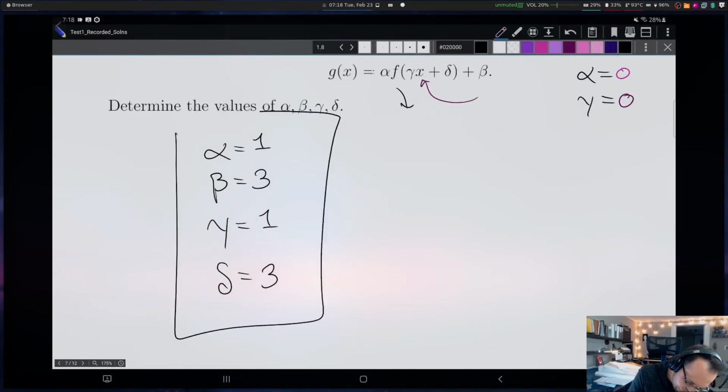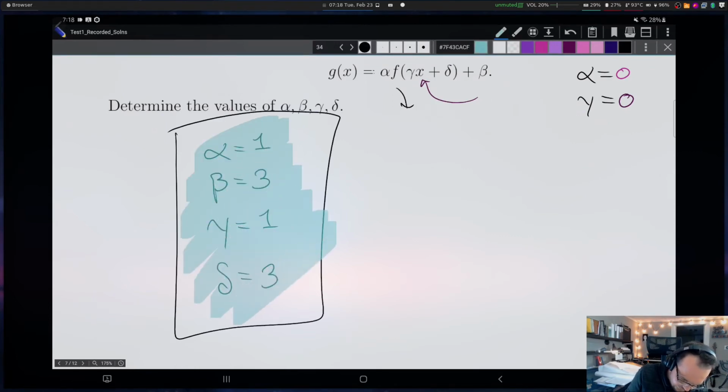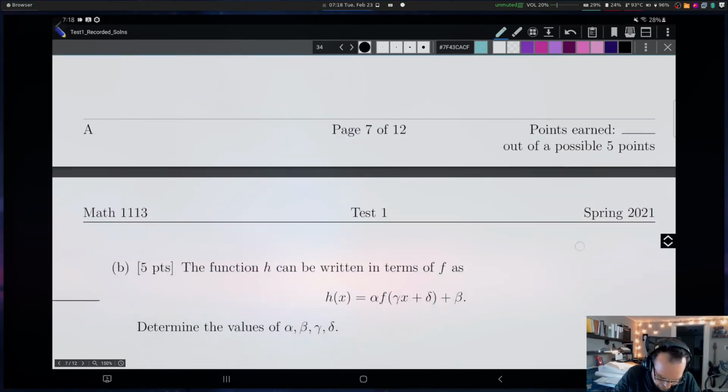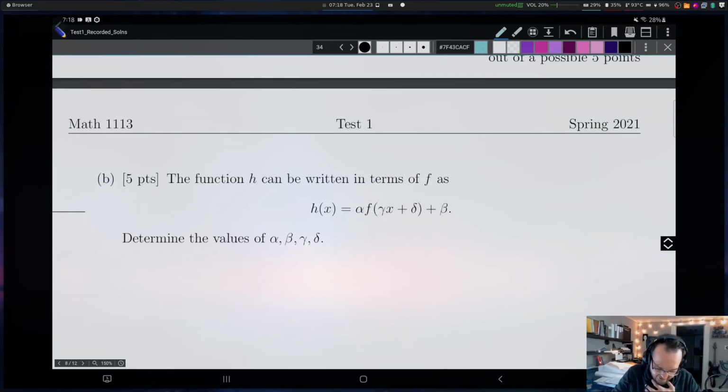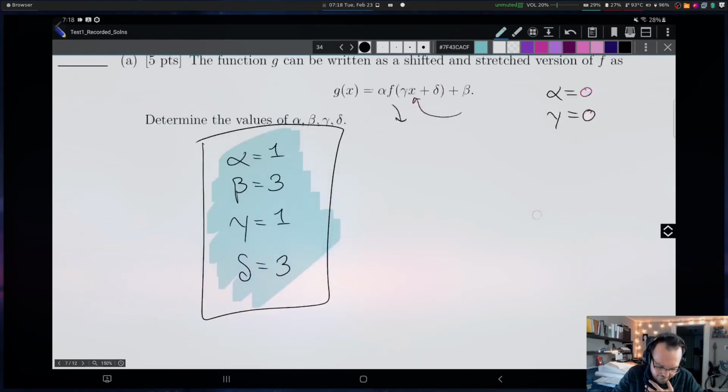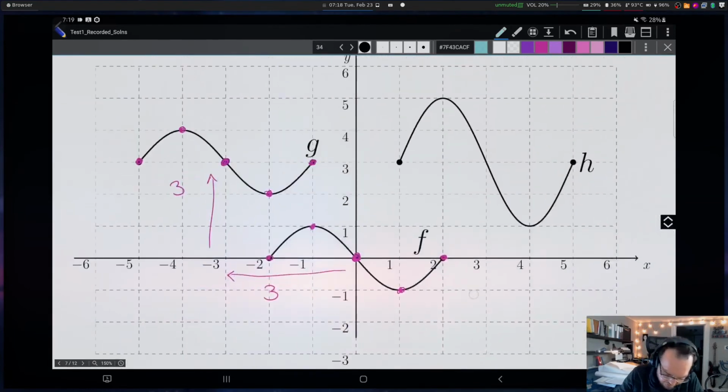And there we have it. Maybe I'll just go ahead and highlight these. So we have that. Okay, and the next question down here is the function h can be written in terms of f. Well, it's the same thing except for just the other function now, the one on the right. So let's just play the same game. We remove all of this to declutter it.